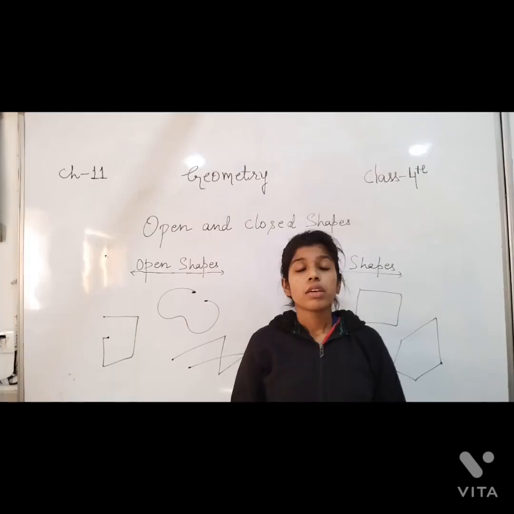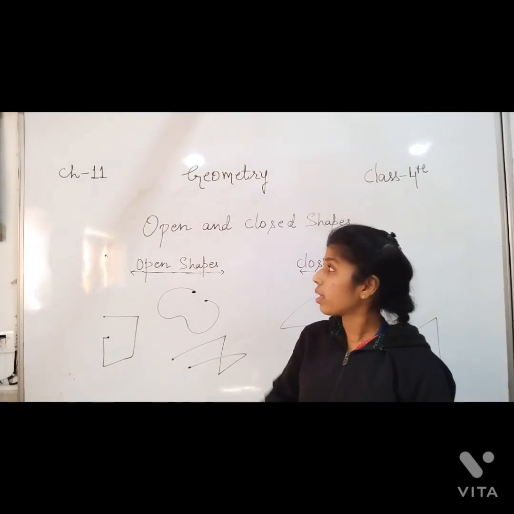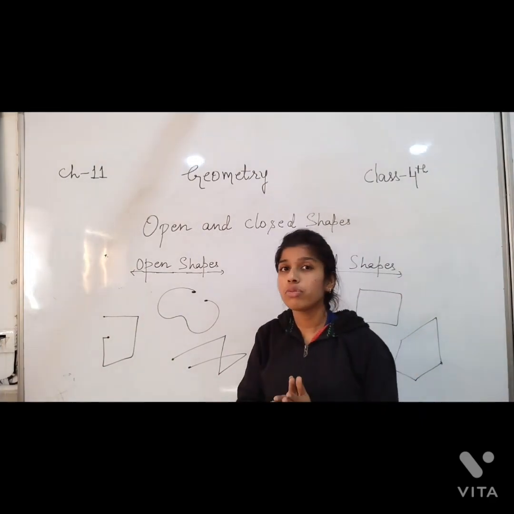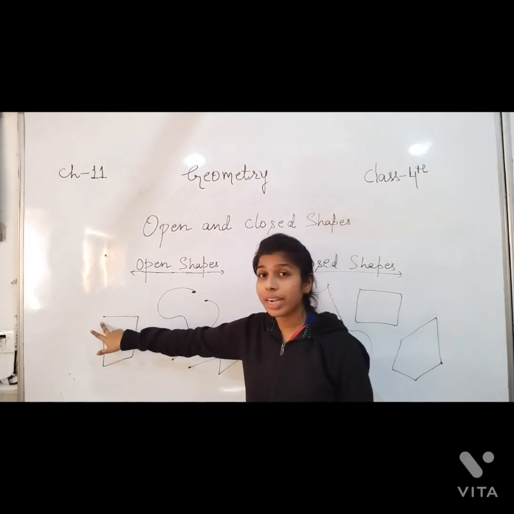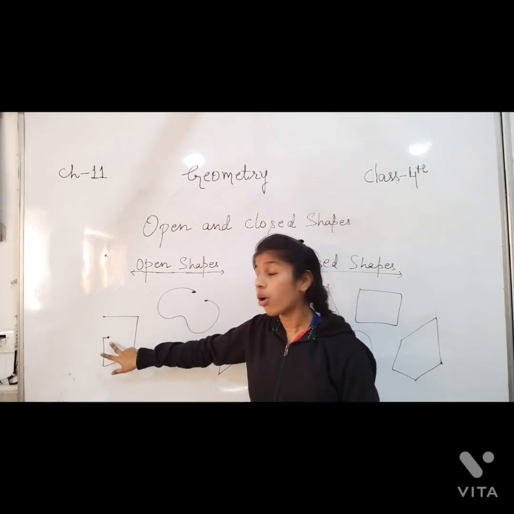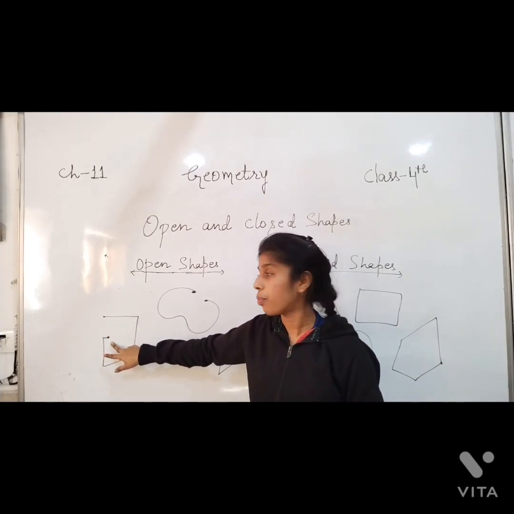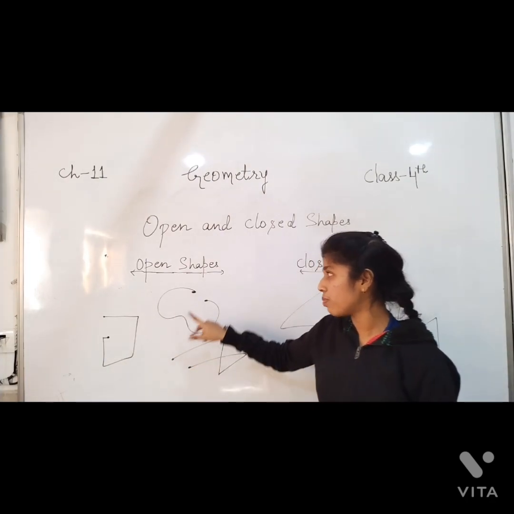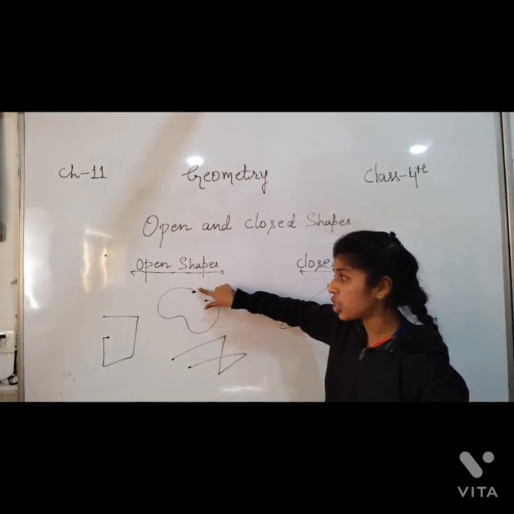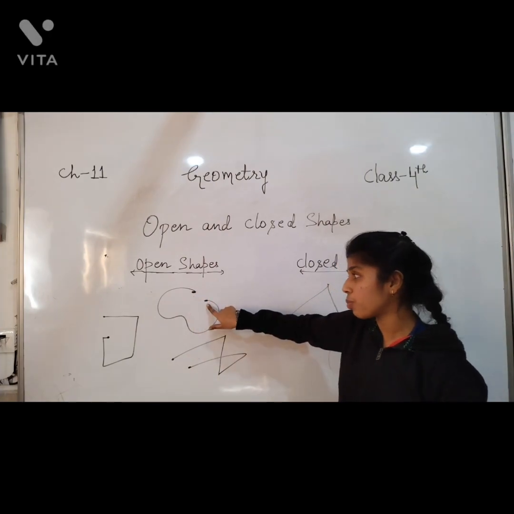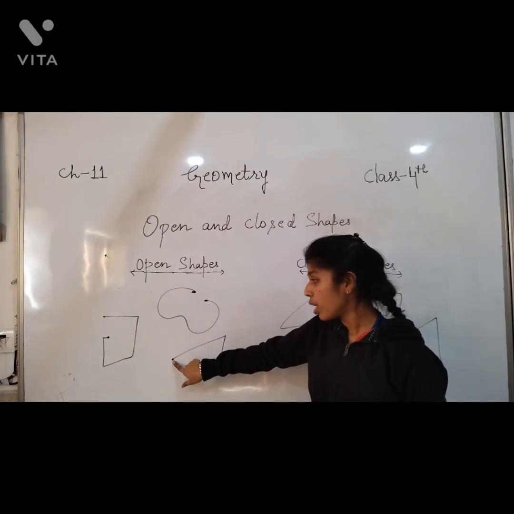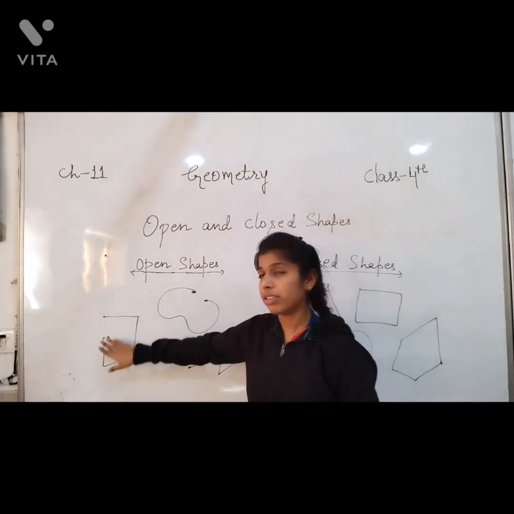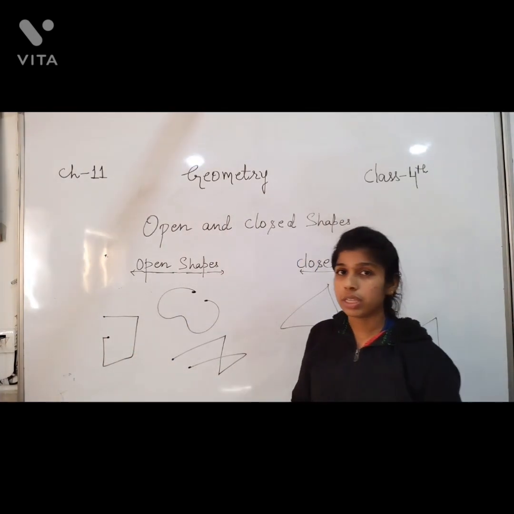Okay. So class, our sixth topic is open and closed shapes. What are open and closed shapes? Open shapes are those shapes that start at a particular point and do not end at the same point but at a different point. As you see here, these are open shapes. This shape starts from this point and ends at this point. You see in this figure also, it starts from this point and ends at this point, and this also. So these are open shapes.